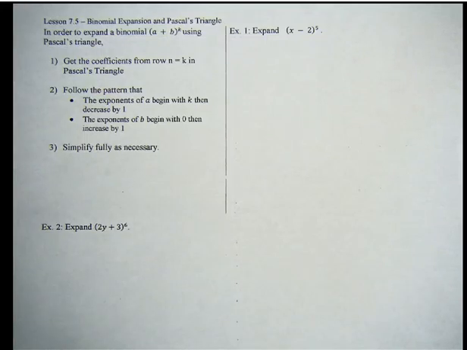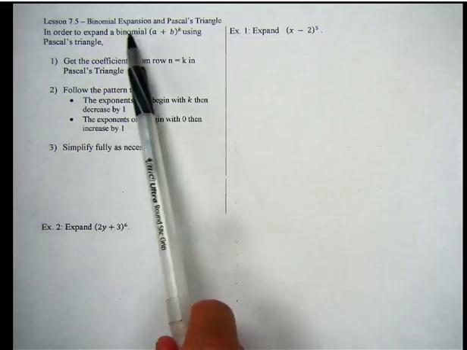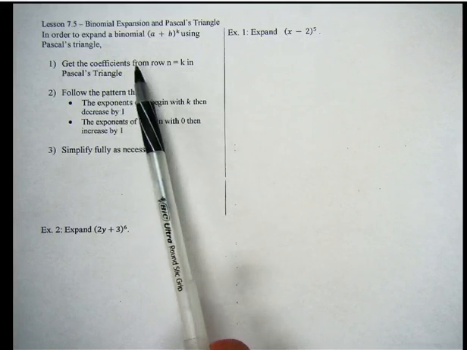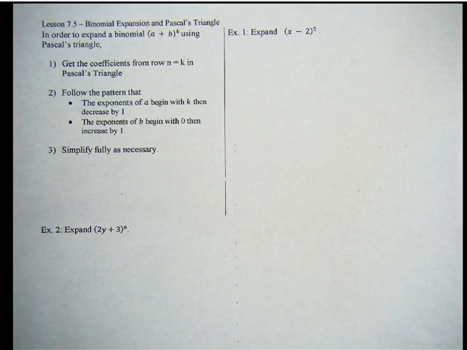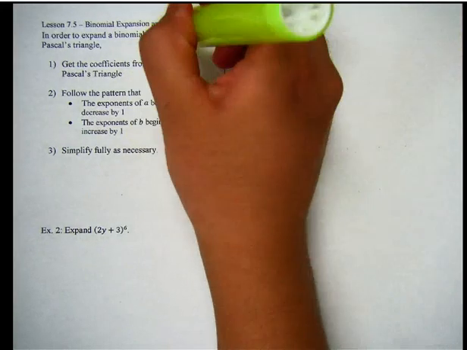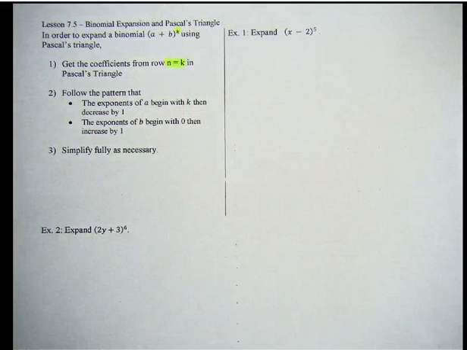Alright, so here are the steps to expand a binomial using Pascal's triangle. So first, get the coefficients from row n equals k in Pascal's triangle. Keep in mind, the first row of Pascal's triangle, the little 1 at the top, that's not row 1. Okay, that's row n equals 0.